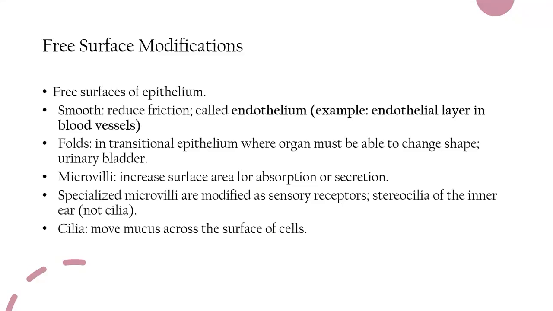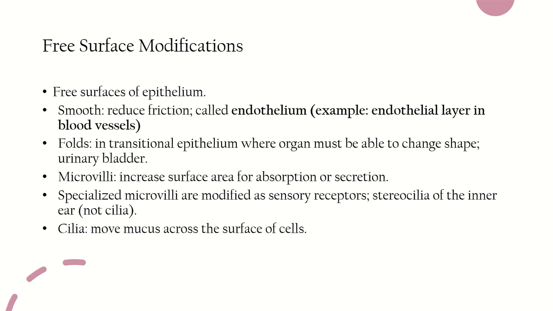All right, so let's talk about free surface modifications, or another way to say this, which I use a lot because this is the way I was trained, apical surface modifications. Right, so these are things that are being changed to basically your top cells to undergo different functions. Okay, so if the top apical side of the epithelial tissue is smooth, it's mainly there for reducing friction.